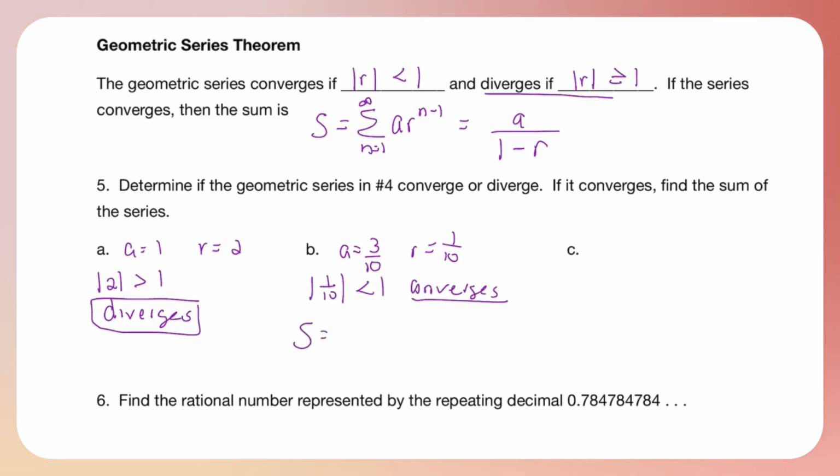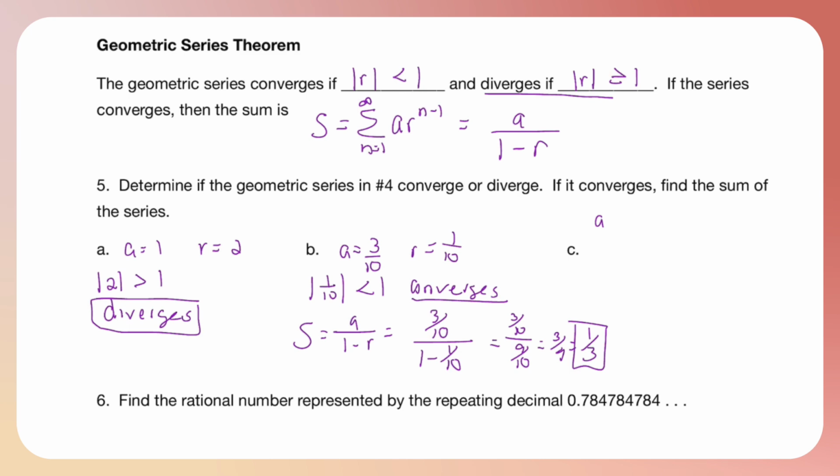Since the series converges, I just take my A, which is 3/10, and divide it by 1 minus 1/10, which will give us 3/10 over 9/10. Flip and multiply the bottom fraction. That'll give us 3/9, which therefore simplifies down to 1/3. So this series converges to 1/3.